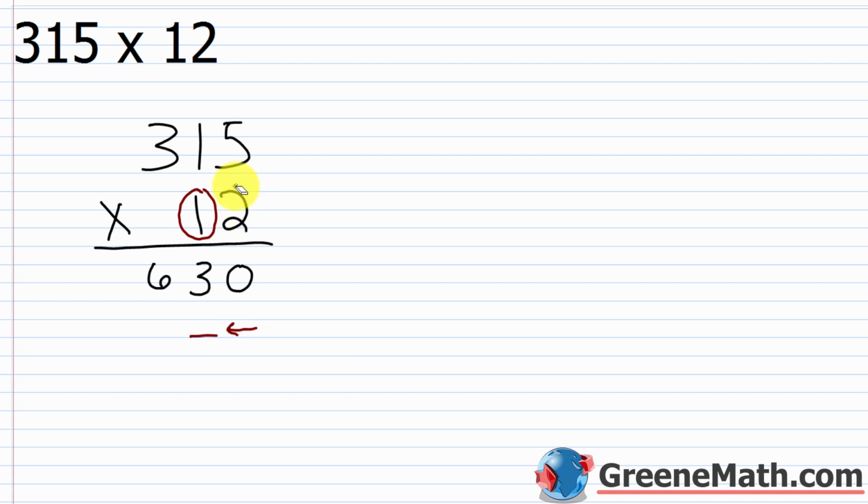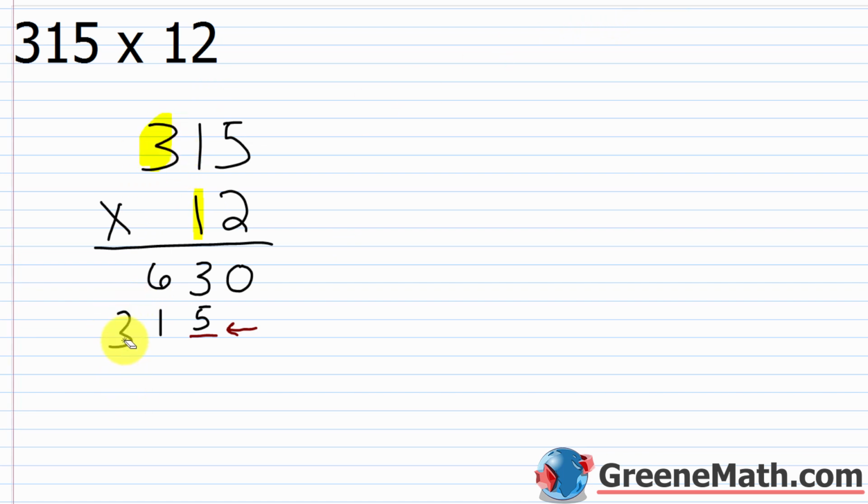So let's begin there. So we're going to do 1 times 5. 1 times 5, as I just said, is 5. Now we move to the left. I'm going to do 1 times 1, and that's 1. And we move to the left one final time. We're going to do 1 times 3, and 1 times 3 is 3.